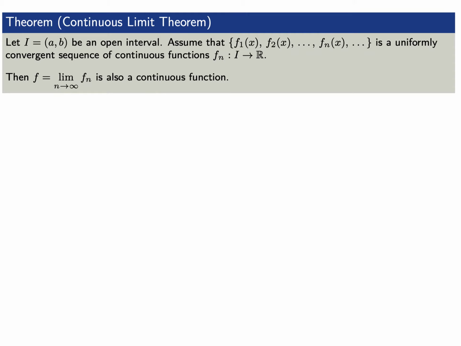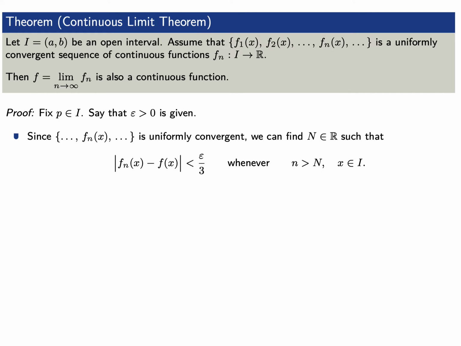Next, we'll state one of our big 3 theorems for today. Let I be an open interval and say that we have a uniformly convergent sequence of continuous functions f_n. And we'll show that the limit f is also a continuous function. For the proof, let's fix p to be in our open interval and say that epsilon positive is given. First, since the f_n's form a uniformly convergent sequence, we can find a capital N such that in absolute value, f_n(x) - f(x) is less than epsilon over 3 whenever n is greater than capital N and x is in our open interval.